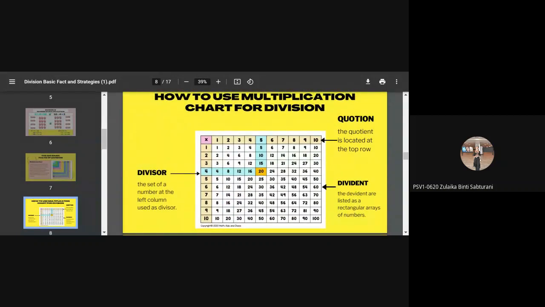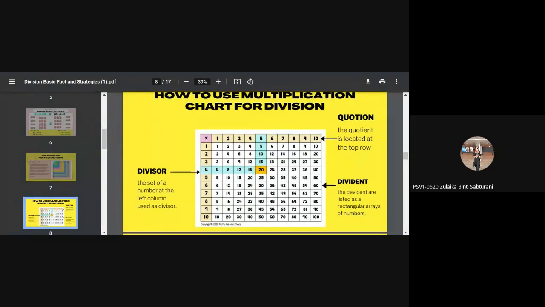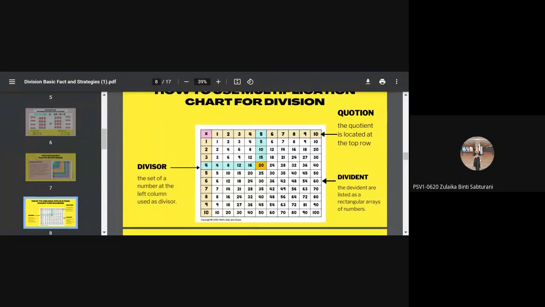Okay, next, how to use the multiplication chart for division. First, divisor: the set of numbers at the left column is used as the divisor. For the quotient, the quotient is located at the top row. The dividends are listed as a rectangular array of numbers. Next slide.